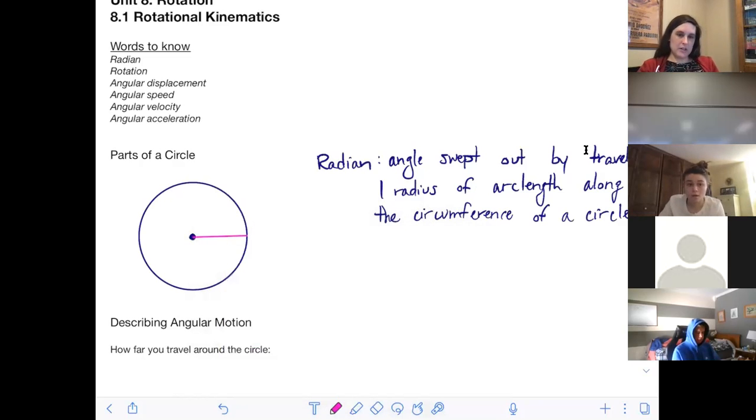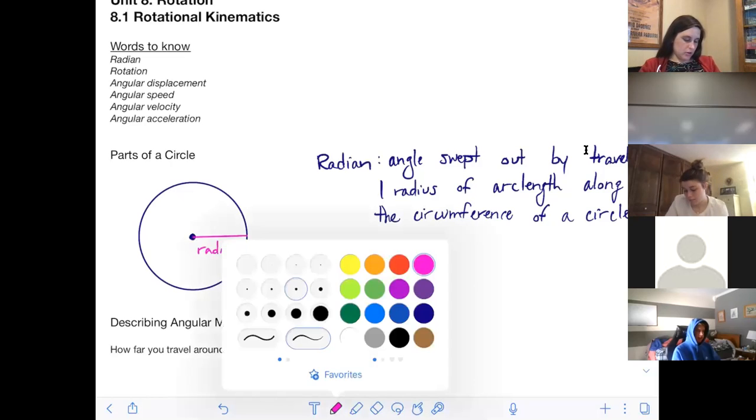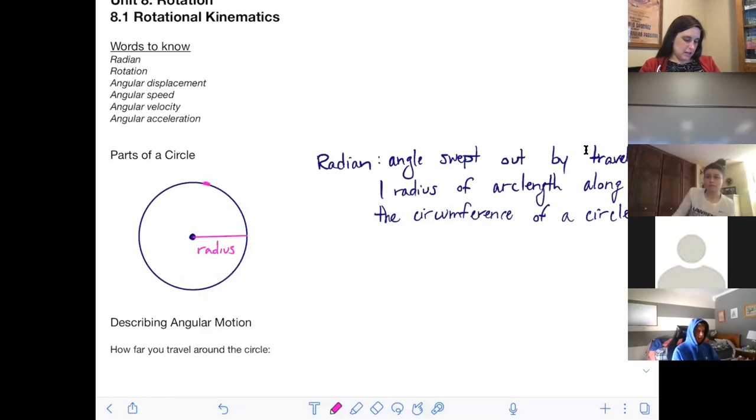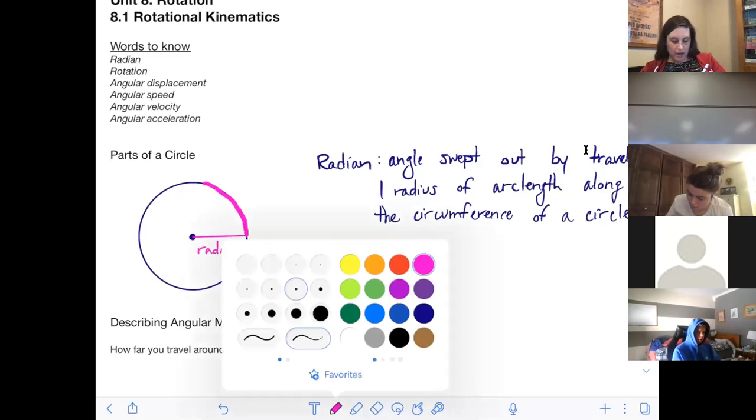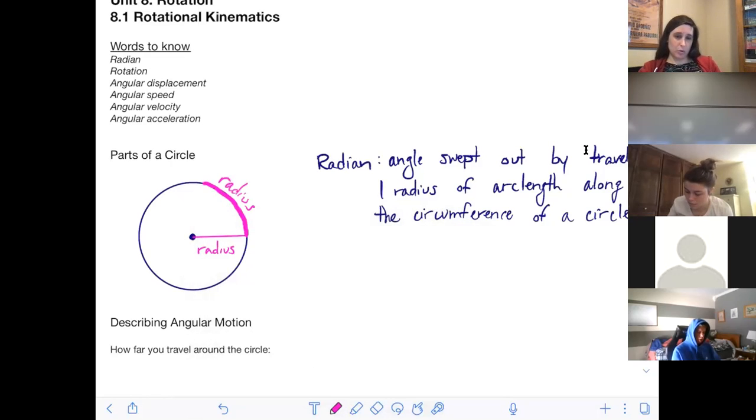So here, this pink line that I have drawn is the radius of our circle. And if we pick up that radius and lay it along our circumference, we would see that it would cover about that much arc length. So this thicker pink line along the circumference is still one radius for me.